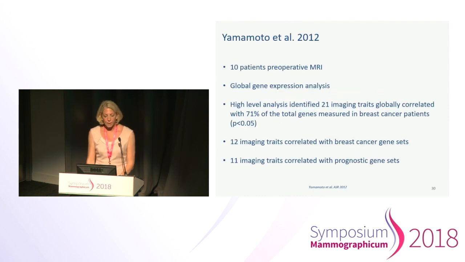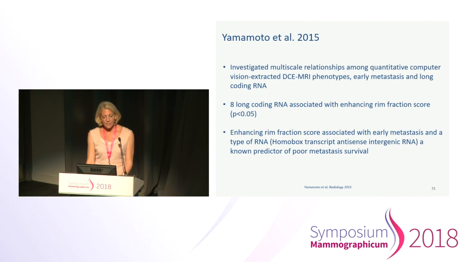Just got a couple of slides looking at some of the, this is considered quite an important paper. It's published in 2012. This group were able to do global gene expression analysis on 10 preoperative MR patients. And they did high-level analysis looking at 21 imaging traits. And they found these were globally correlated with 71% of the total genes measured in breast cancer patients. So they found 12 imaging traits which were correlated with breast cancer gene sets and 11 imaging traits correlated with prognostic gene sets.